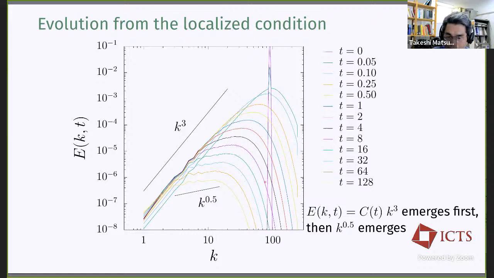Another observation is that, let's assume this is k to the third, but the constant prefactor seems to be dependent on time. So I write the constant as a function of time here. And probably at later times some intermediate part develops, but I'm not sure this k to the 0.5 is something really physical or not. But anyway, this is the observation for the localized initial energy spectrum.